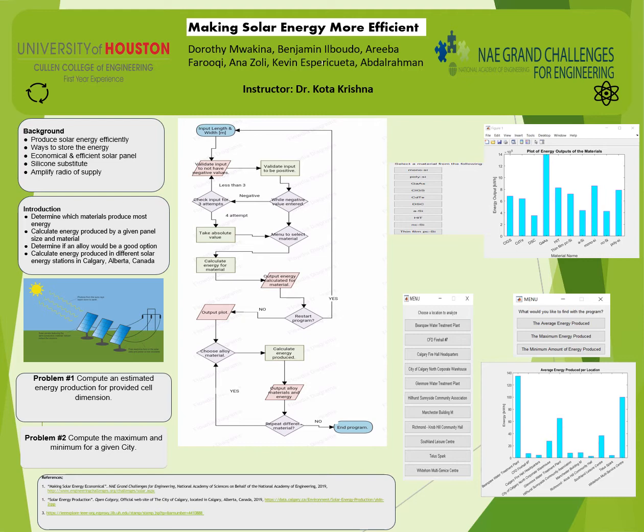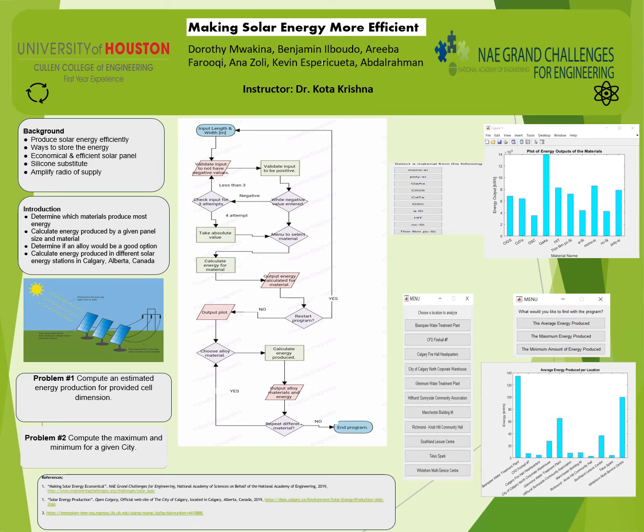Hi, my name is Dorothy. This code aims to determine which materials would produce the most energy, by calculating the energy output of a given panel, given its dimensions and material efficiency. As an option, the user can estimate the energy output of an alloy of materials. Using an example of a city in Canada, the code can use data from various solar energy stations to calculate the maximum or minimum energy produced by each station.